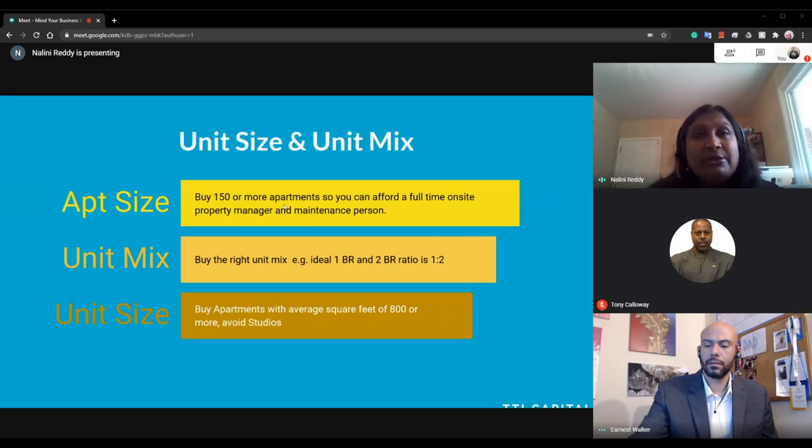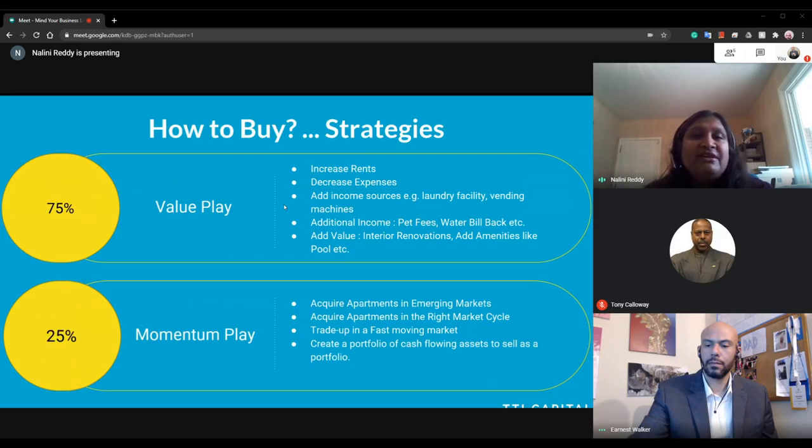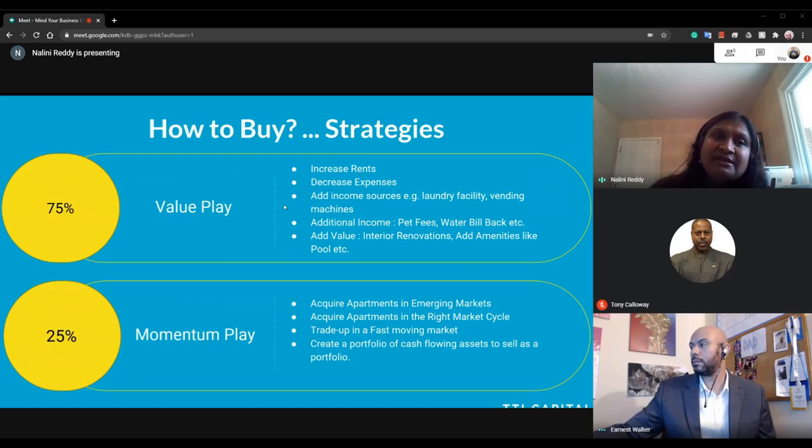How do we evaluate whether to move forward or not? Obviously, we have learned a few things now. We let the market help us. Remember that little sine curve that we talked about: buyer's market 1, buyer's market 2, seller's market 1, seller's market 2. The market is helping us. We also add value to the asset. So how do we add value? So it's like a 75% value play and a 25% market momentum play.